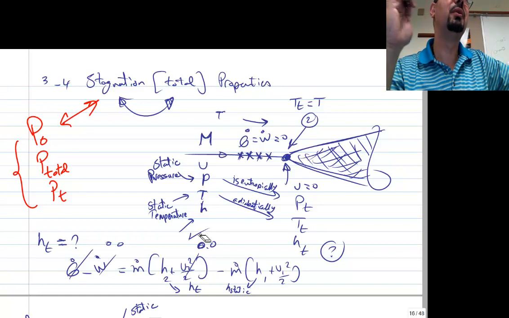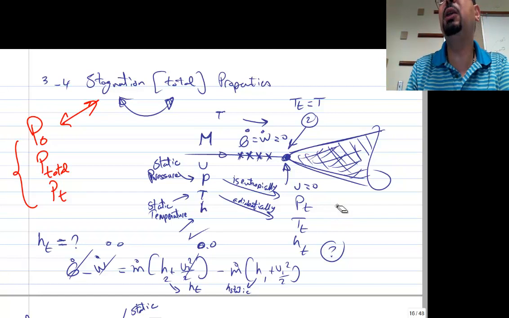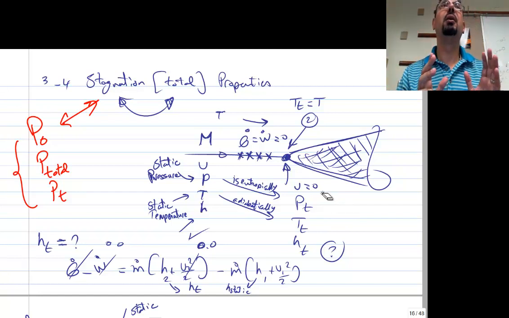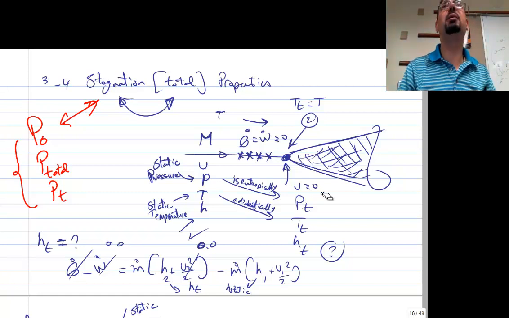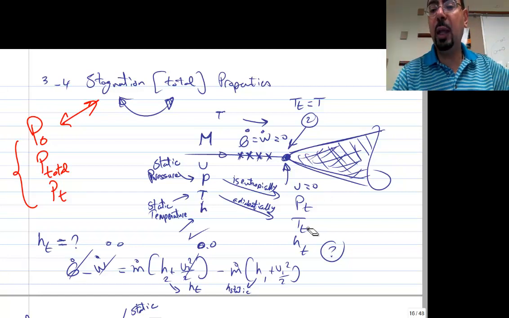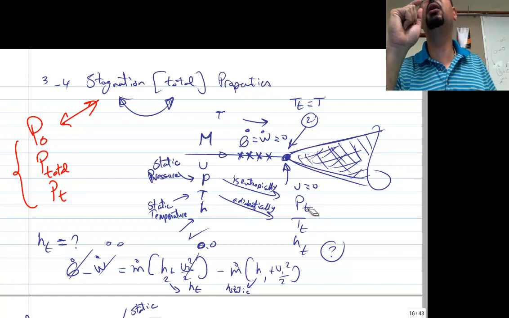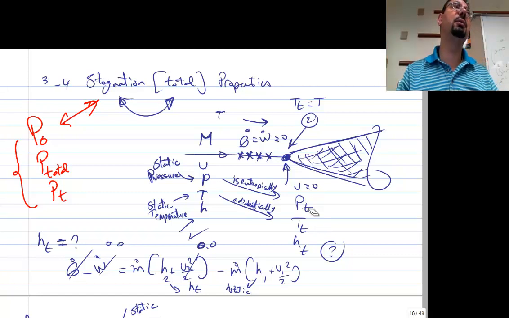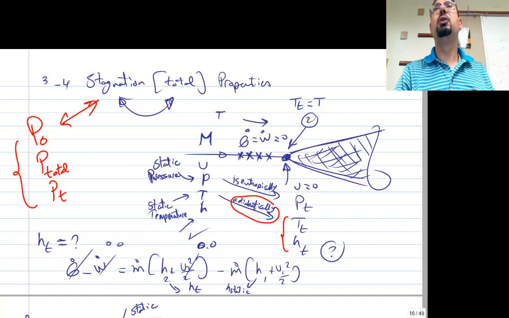Okay? So just one more thing. To hit P total, you have to stop the air without any friction. You have to stop the air isentropically, no friction. But to get the T total, it's a little bit easier. Friction is okay, but you cannot allow any heat transfer to leave the duct. So the condition on the temperature is only to be adiabatic. So even if you stop it with friction, that's okay.